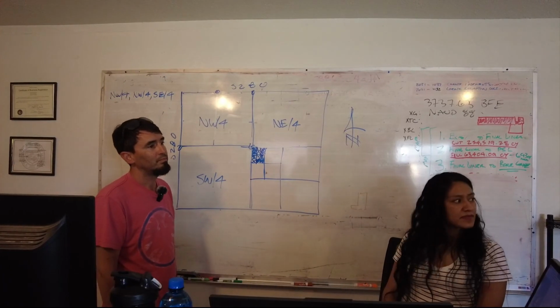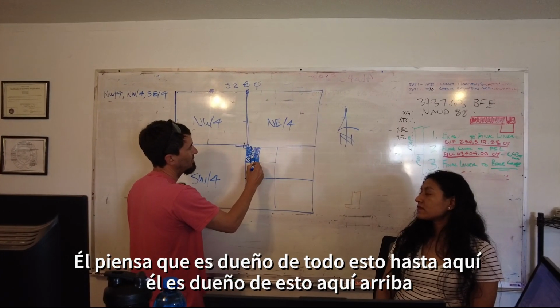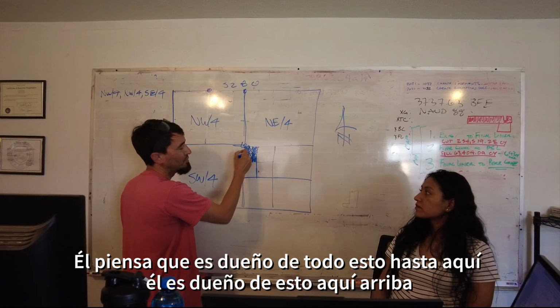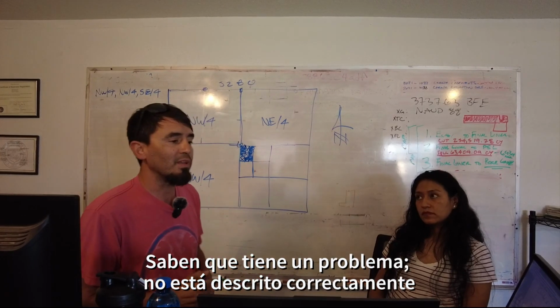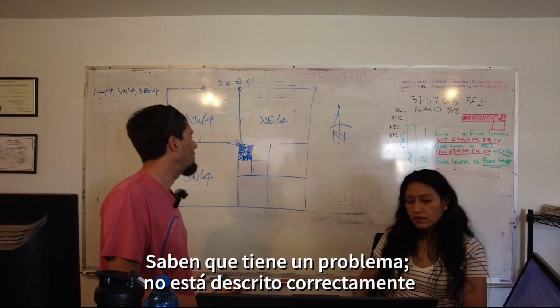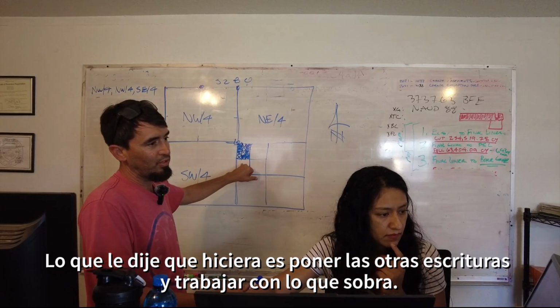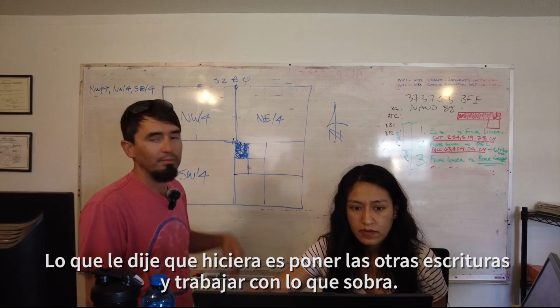Does he own more property? He thinks he owns all the way down to here. Does he have another deed? He has another one up here. He owns this up here. But no, this is the only deed. But they know it has a problem. It's not described correctly. So, well, the other deeds, what I told her to do was put the other deeds around it, and we go with what's left over. Anyway.